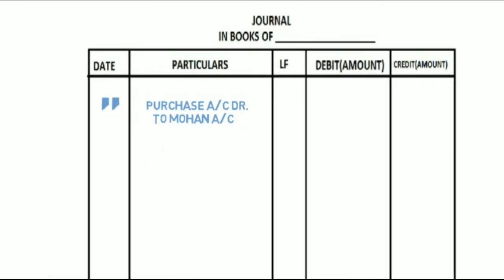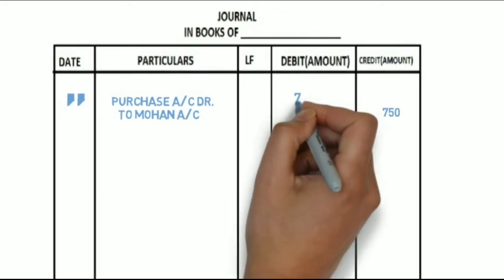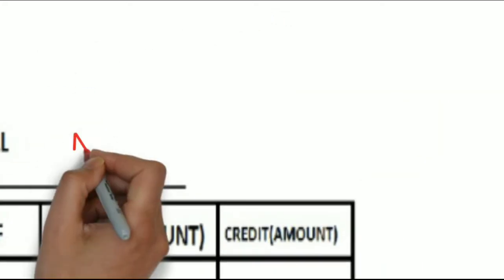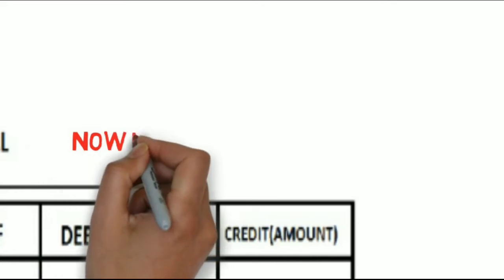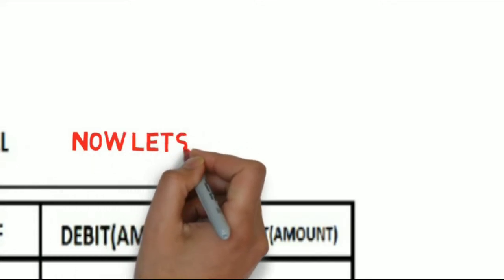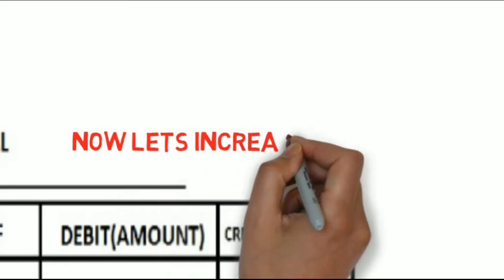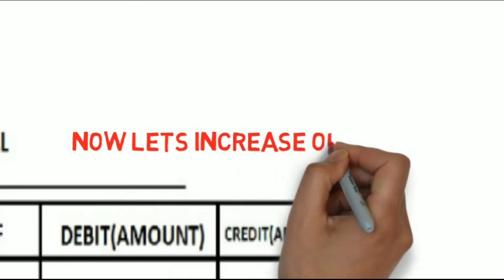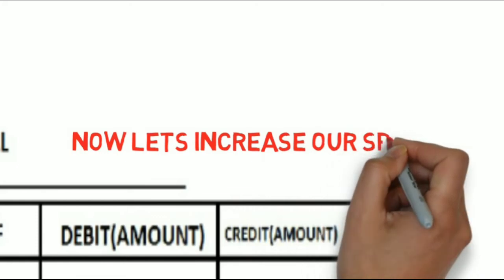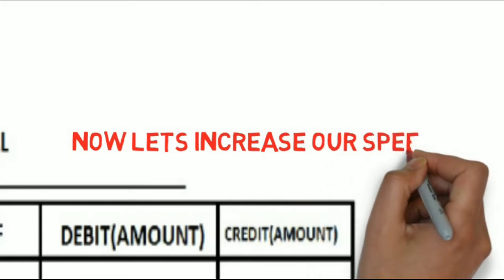And on the same date bought goods from Menon and Co. 750. So up to now I was assuming that you don't know anything about journal entry. So I was teaching very slowly from grassroots. So now I will speed up.